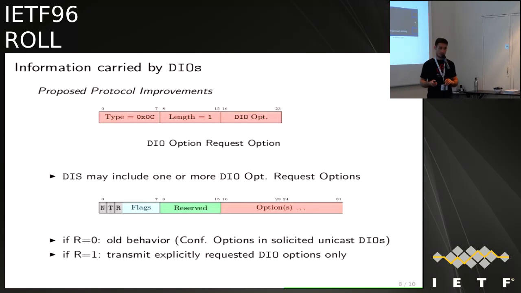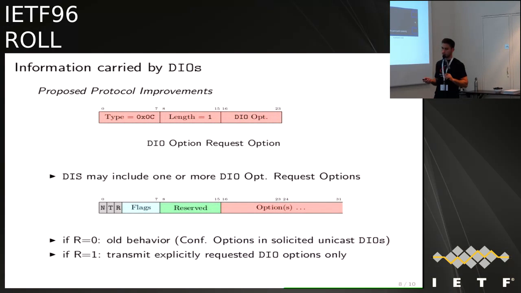And for this, we have another option for the DIS, which is called the DIO option request option. So basically, the DIS can request an option from the next DIO. And this is also a good idea because this does not only apply to the DODAG configuration option, but you can also request, for example, prefix information options, or you can request RIOs, which is not possible with the current spec. So with this option we have more flexibility, and we can include this option, of course, multiple times in the DIS to request multiple options at the same time.